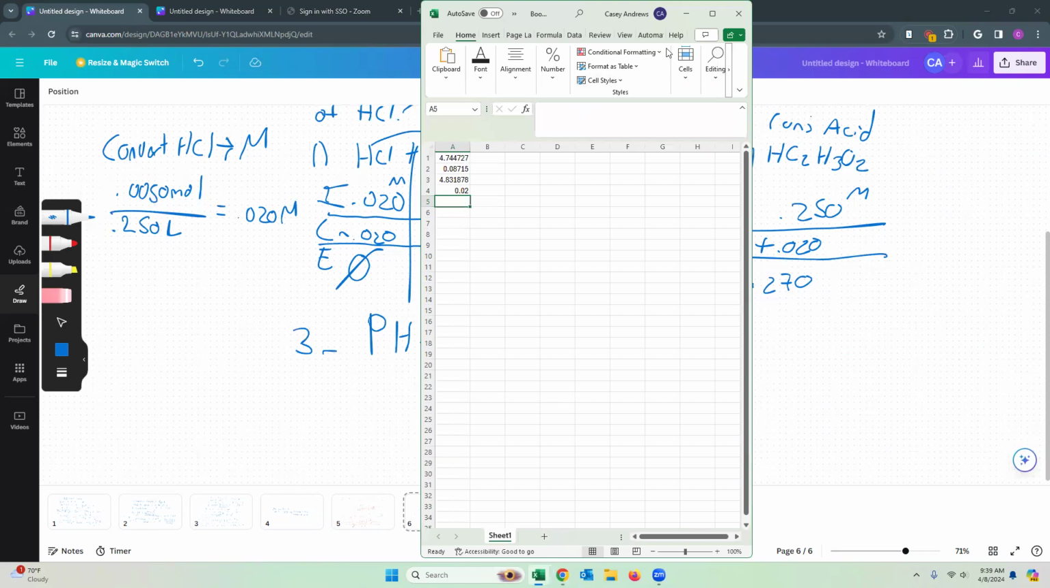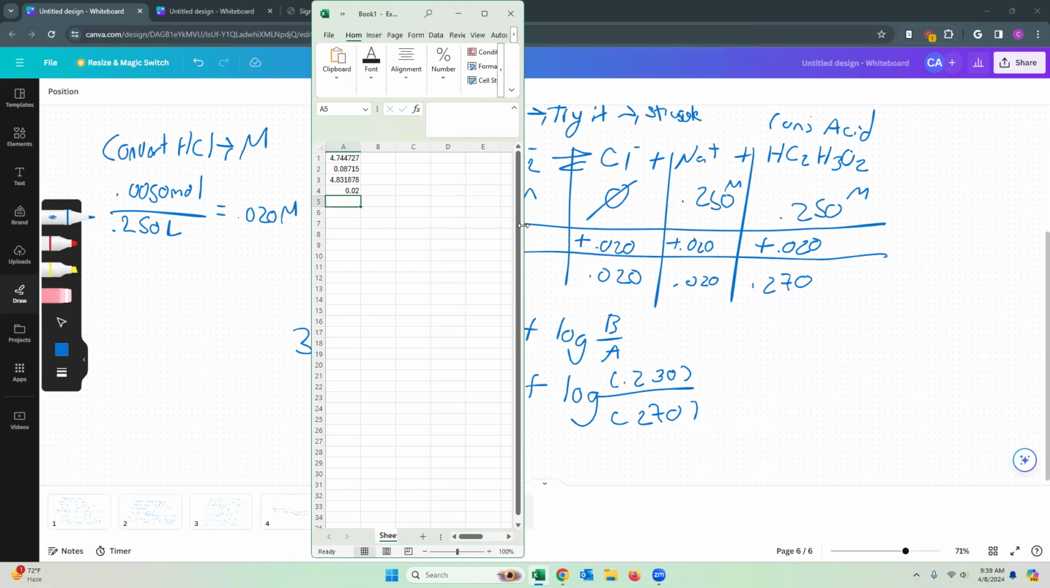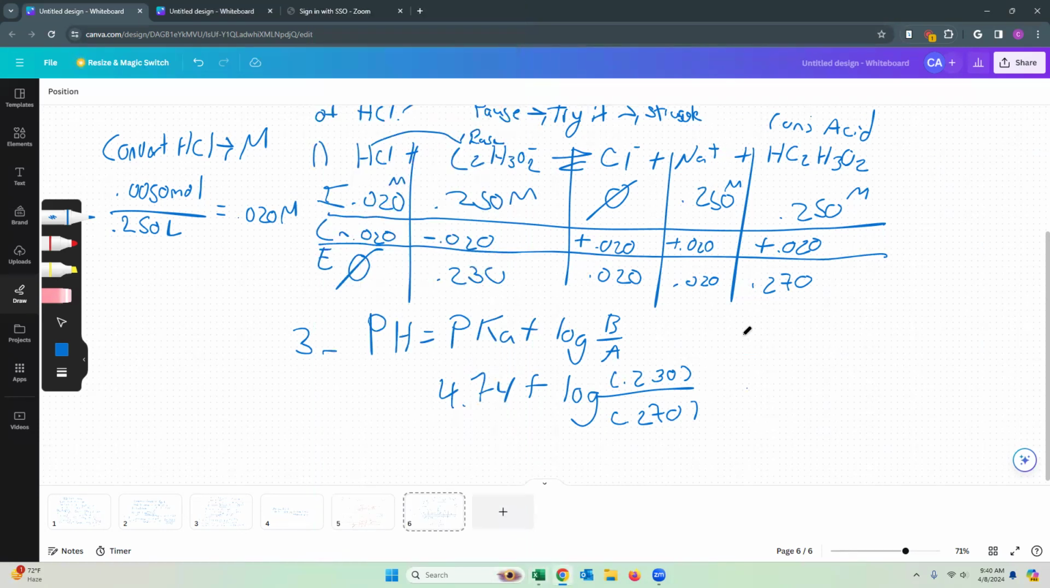All right. So there we go. Thank you for moving. Oh, Zoom. Why are you doing this to me at the very end of the lecture? Well, there we go. So pH equals log of 0.230 divided by 0.270. I'm going to add that to my pKa of 4.74. And so your pH is 4.67.